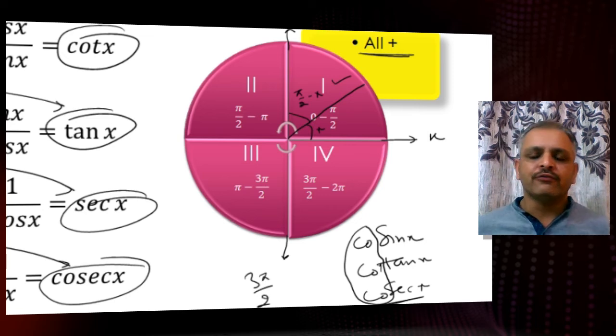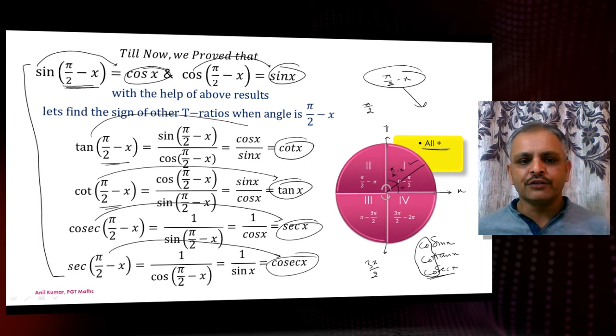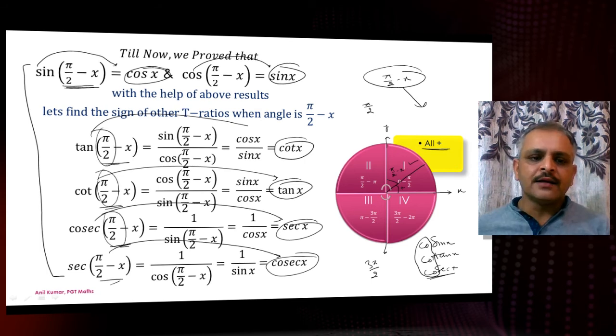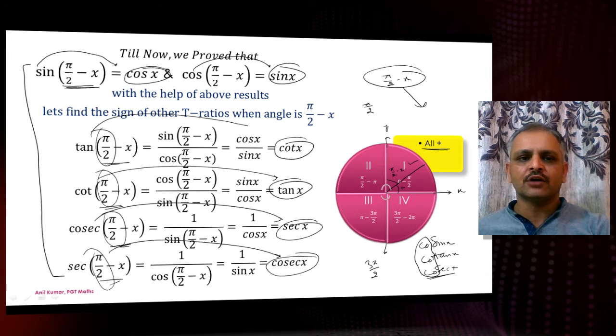Hope you got it. So what you have to do, first you have to write down the angle, whether it will be positive or negative. This angle is an odd multiple of pi by 2, that is pi by 2 or 3 pi by 2. Then cofactor will get applied. That means tan will convert into cot and cot will convert into tan, cosecant into secant and secant into cosecant, and sine into cos and cos into sine likewise.